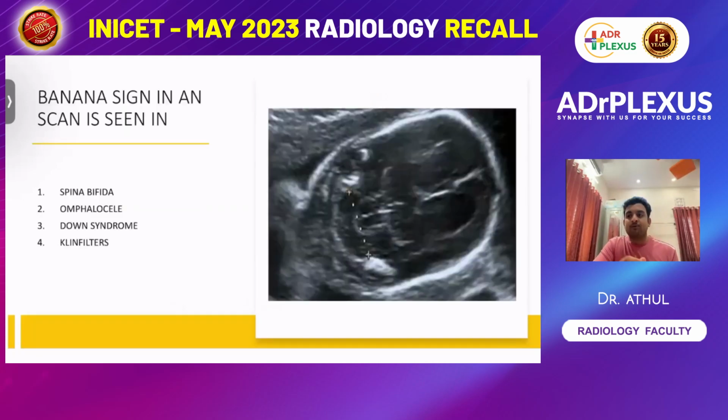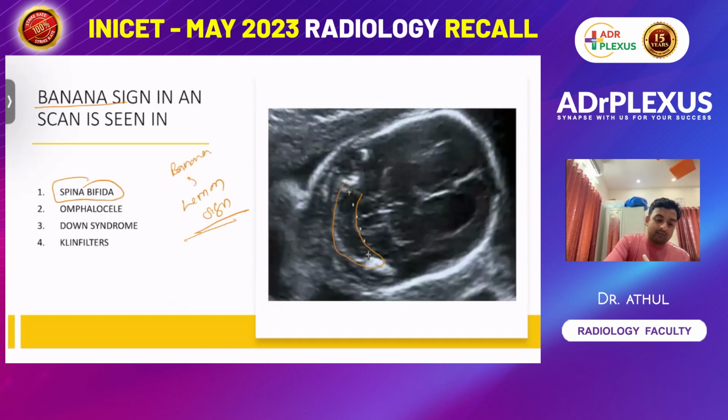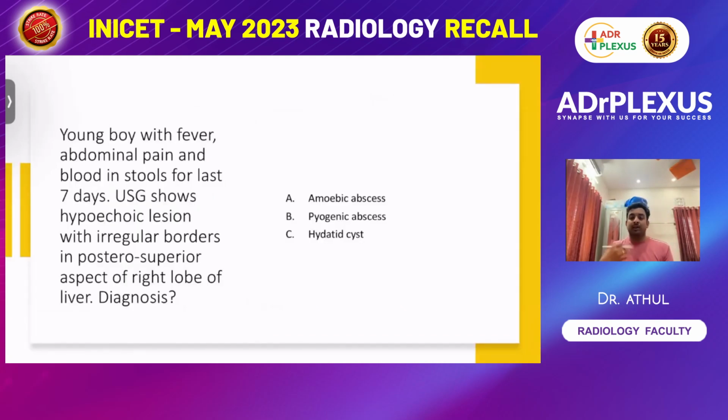Another very much straightforward question, a question that we don't expect in INICET type of exams, is regarding this direct question of banana sign. You know this banana sign and lemon sign. Both these signs are seen in spina bifida. So this is the banana. The posterior fossa looks like a banana. So you should be thorough with banana sign, lemon sign.